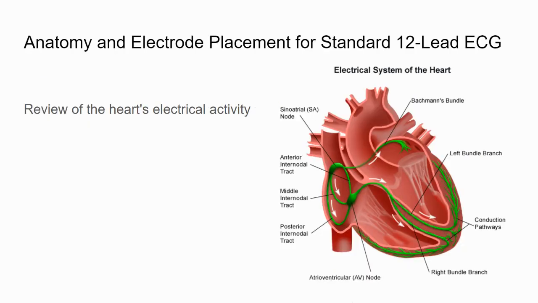So the goal here is not necessarily to go into a lot of detail in terms of the electrical activity, because you're learning that in bio, but it's important to just have a quick little recap in order to understand what we're seeing on the ECG tracing based off of the electrical activity of the heart. So the electrical conduction system of the heart is a specialized network of cells that generates and distributes electrical impulses throughout the heart, causing it to contract and pump blood.